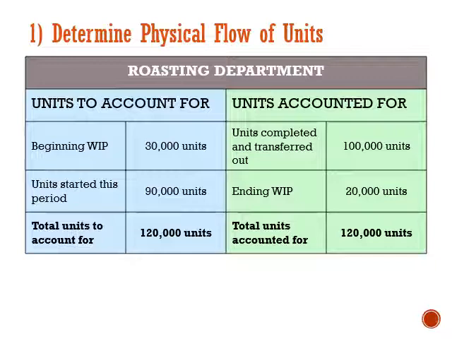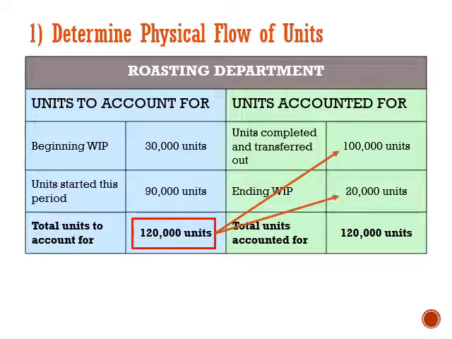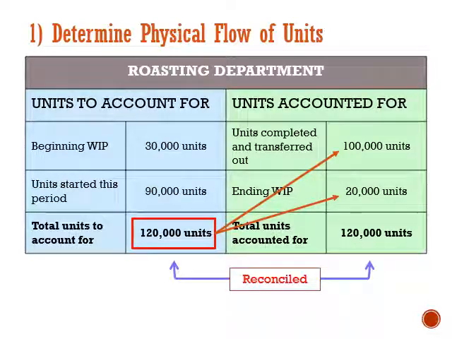To make it more clear, this table would help. As we can see here, from the 120,000 units that we have for the period, at the end of the period, it has been identified that 100,000 of them are completed and transferred out from the department, and the balance of 20,000 units are still in process. In a way, we have reconciled the units that we started with to what we ended up having at the end of the month.